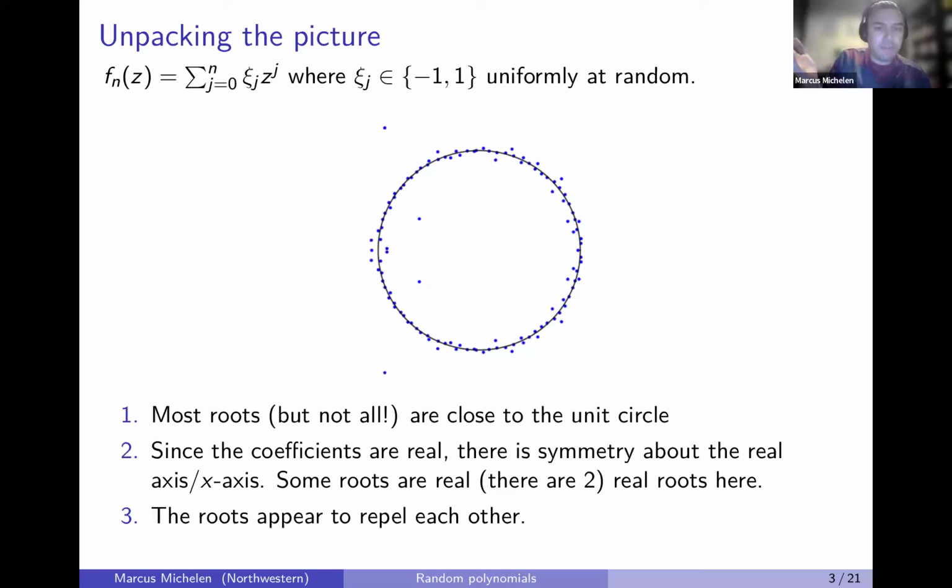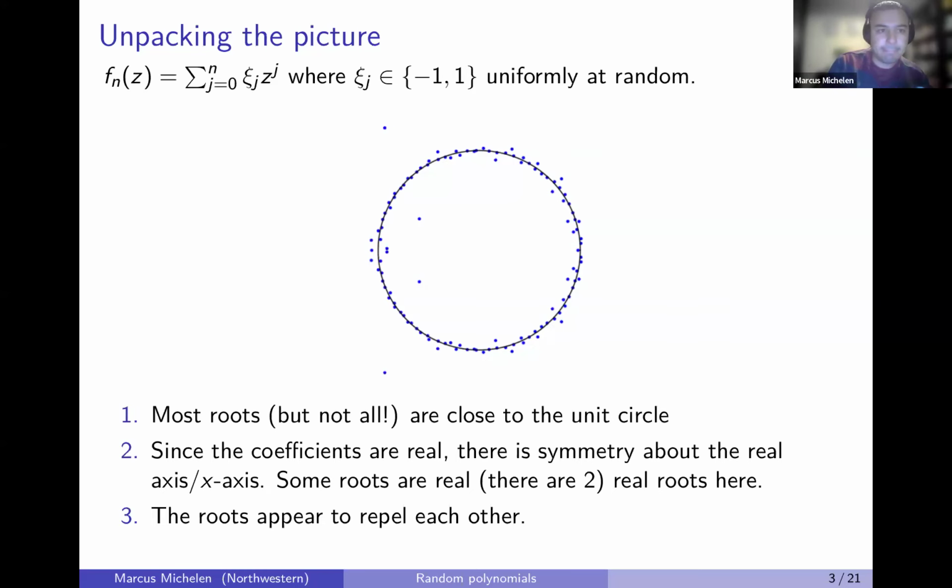For instance, with my coefficients being 1 and -1 only, I'll never have a root with absolute value less than a half or bigger than 2. But if my coefficients were uniform between -1 and 1, or if they were Gaussian, then I would have those with positive probability. So you should think about what's going on near the unit circle as universal, and stuff further away really depends on what's going on with the coefficients.